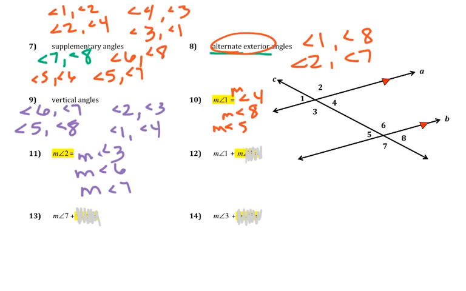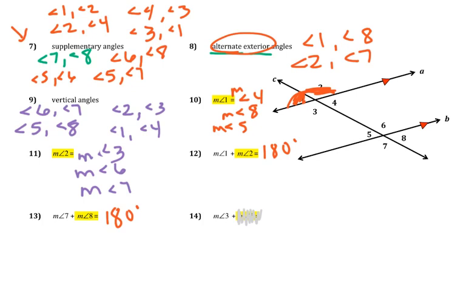Okay, number 12, the measure of angle 1 plus the measure of angle 2. So let's look at the picture. The measure of angle 1 and the measure of angle 2. If I added those two together, what's it going to be equal to? So if you remember from number 7 right there, our discussion on supplementary, it is going to be equal to 180 degrees. Number 13, the measure of angle 7 plus the measure of angle 8. That is also going to be 180 degrees.